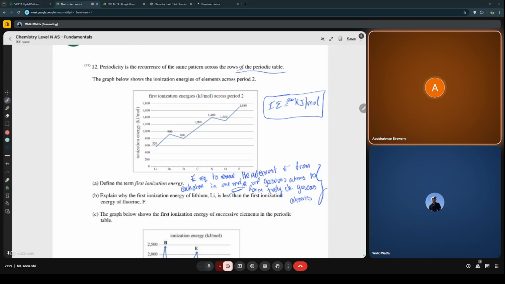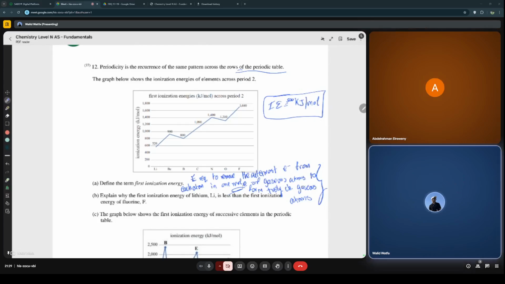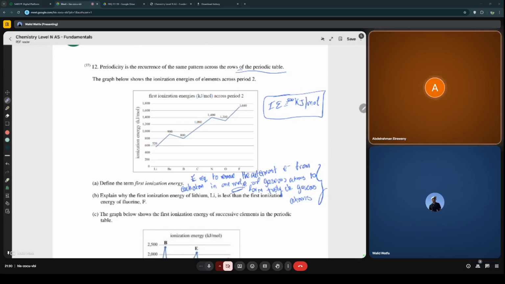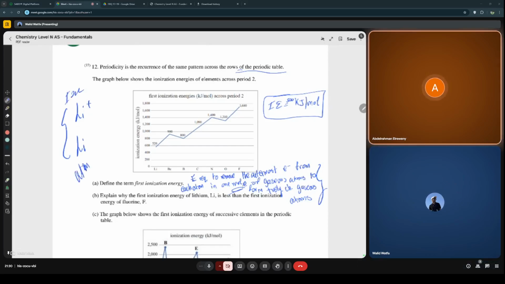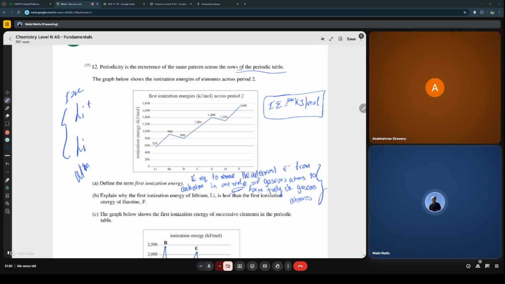But why each atom? Aren't they the same atom? Elaborate a bit more. Let's say Li plus and Li, aren't they the same atom? No, they're not. This is an ion, this is an atom. But they're almost like the same substance. Okay, what would you say? Tell me what you would say, and I'll correct you.